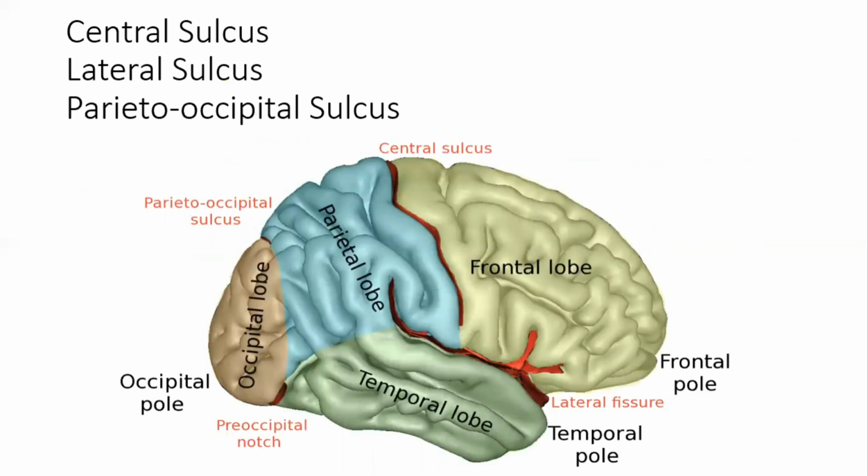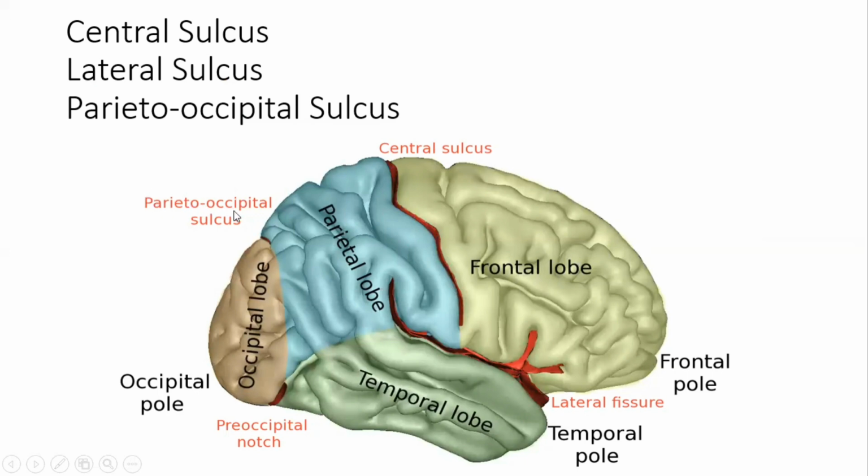Okay, now let's talk about some major sulci. Then we'll go to gyri and sulci deep in each lobe. So this is the central sulcus. This is the sulcus that separates the frontal lobe of the cerebrum from the parietal lobe. This blue one over here is the parietal lobe, and this is the frontal lobe. So the central sulcus, this red fissure over here, separates the frontal lobe from the parietal lobe.